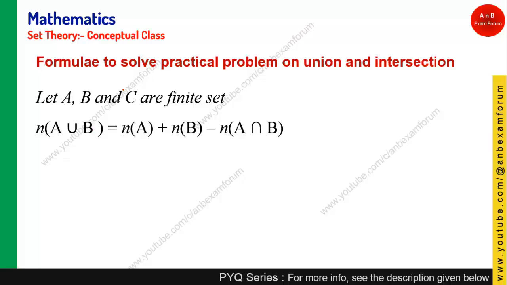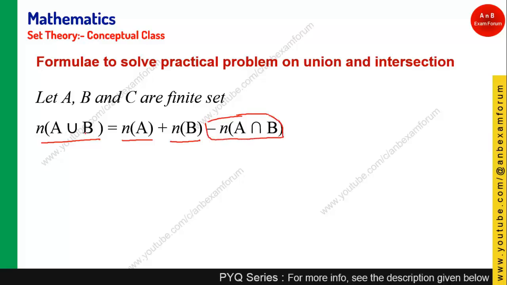In practical problems you will find certain numbers, like there are two classes where the total number is this much, and you need to find the common ones, the number in set A, set B. All those questions can be asked in the exam. So the relation is that the number of elements in A union B is the number of elements in A plus the number of elements in B minus A intersection B. This is very important.